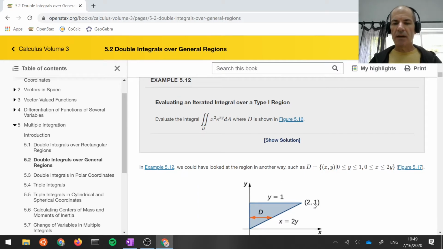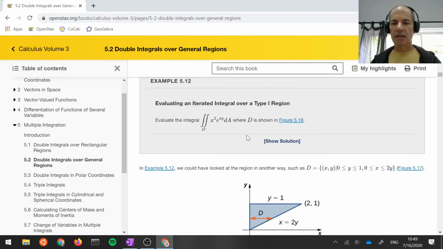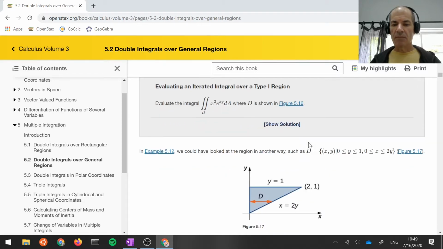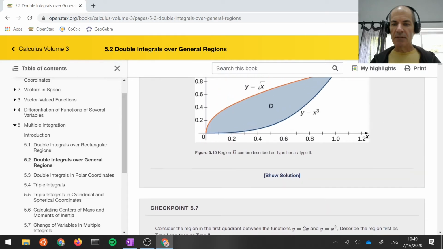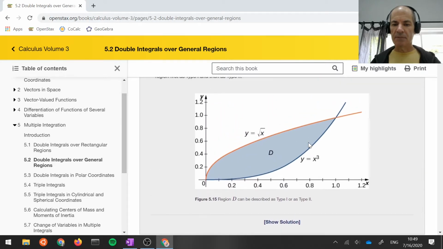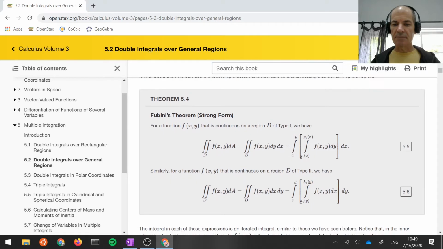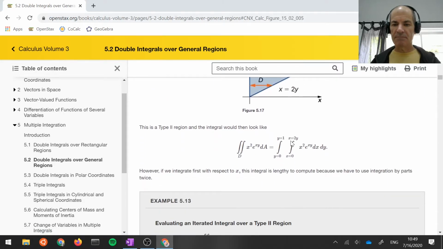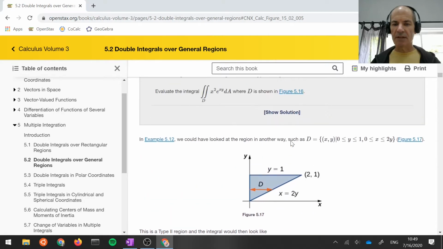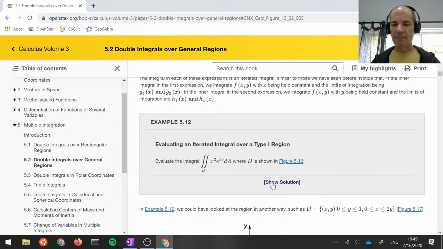Let's look briefly at an integral over a type 1 region. So the figure in 5.16, where is that? That's this one here. So this is, I'm sorry, no it isn't. Just go jump to it. Gosh, where even is that figure? I don't know. Okay, let's just see the solution.